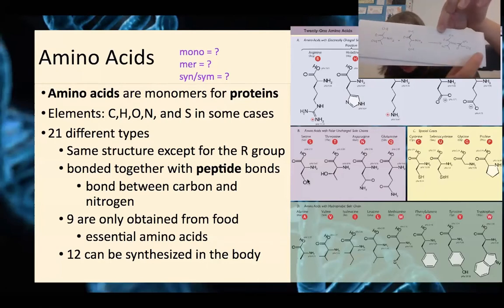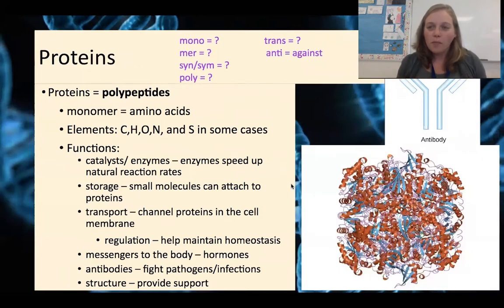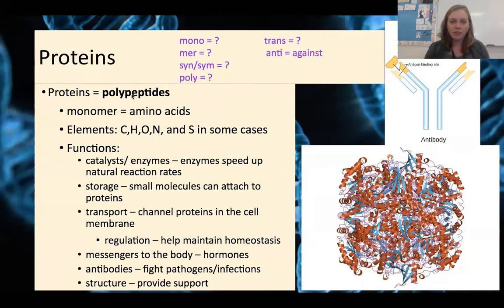And if I wanted to link another amino acid, I could pull a hydrogen off of here and link to that nitrogen. So many of these peptide bonds can be put together to give you a polypeptide. Okay? Poly means many, and peptide again is that carbon-nitrogen bond. So if we are to look at our monomer, again, it's amino acids.